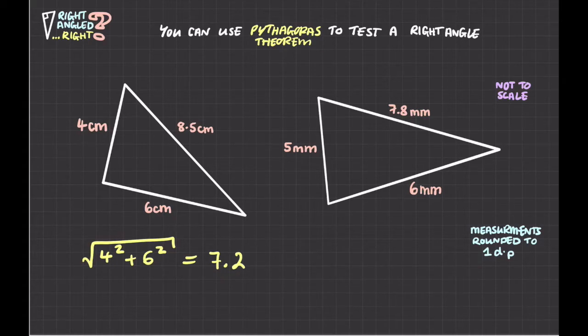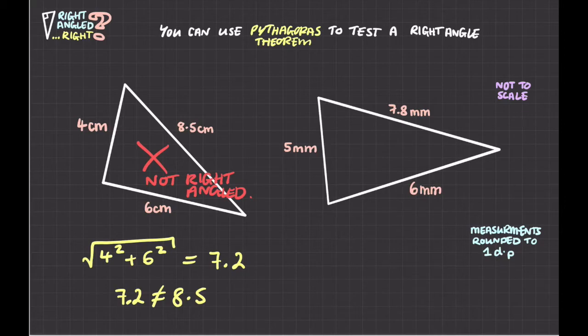Now, 7.2 is not equal to 8.5. So this triangle here is not a right-angled triangle. Not right-angled. Okay, let's try the next one.